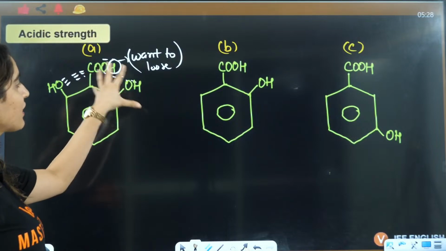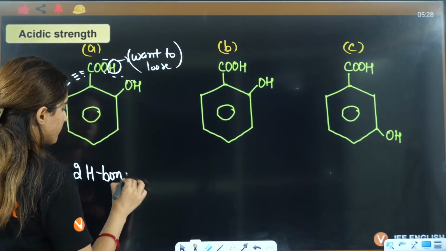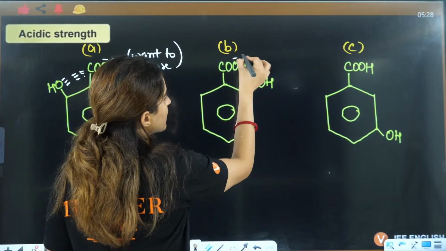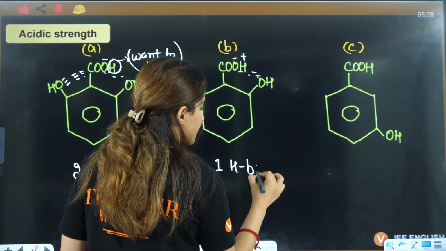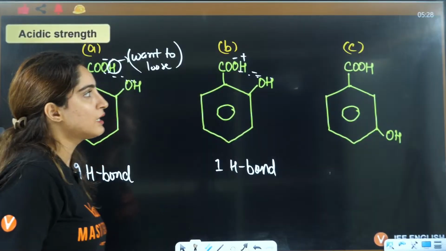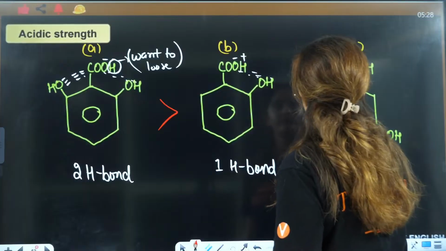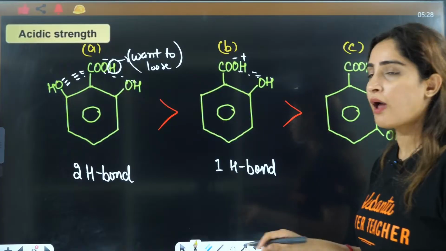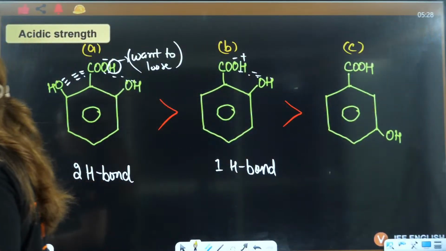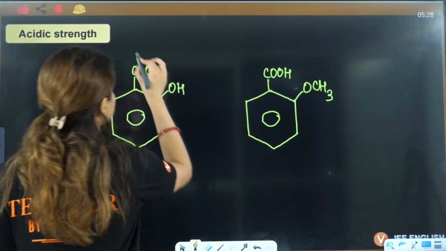Because after losing hydrogen, I am getting two hydrogen bonds, 2H bond. Here, after losing, you are getting only one hydrogen bond. Here you have no hydrogen bond, so definitely the answer will be A, B, C, right? Why? Because here you have two hydrogen bonds, more stability will be there.